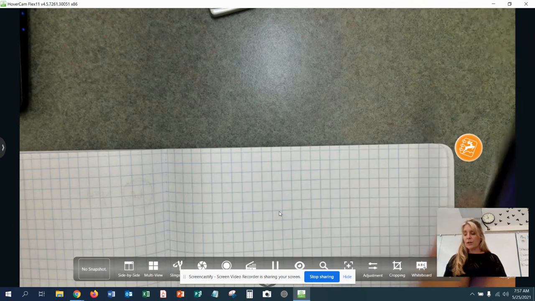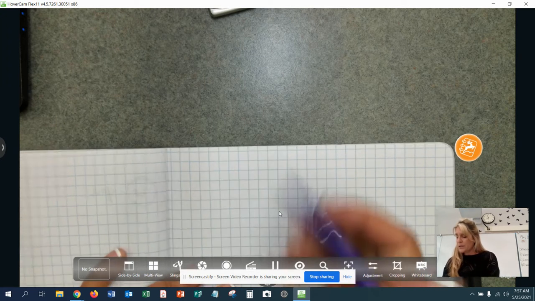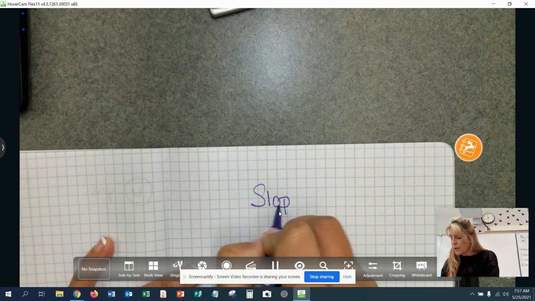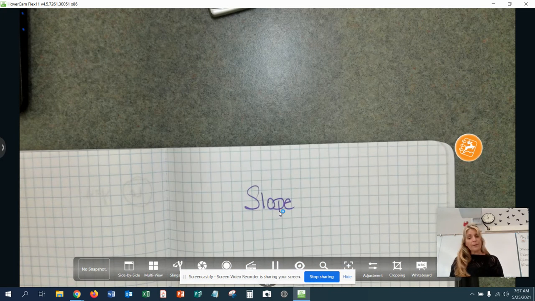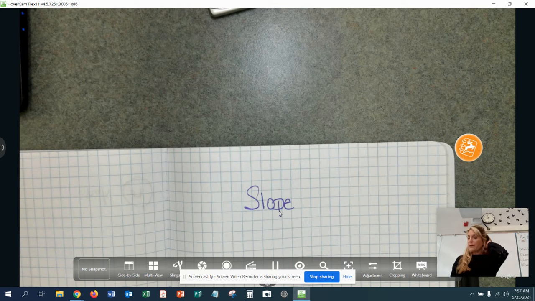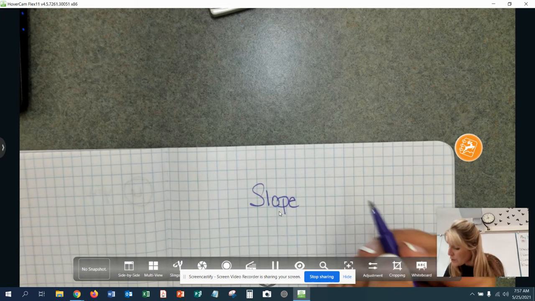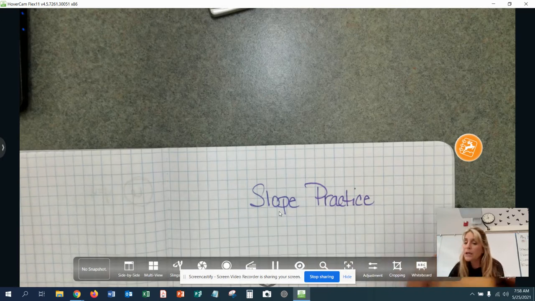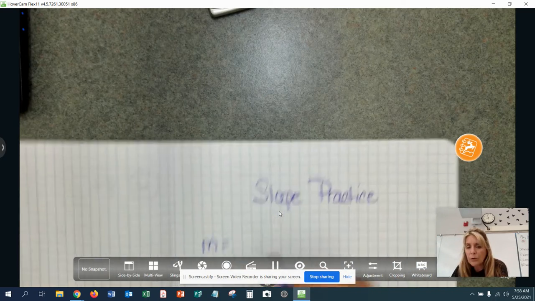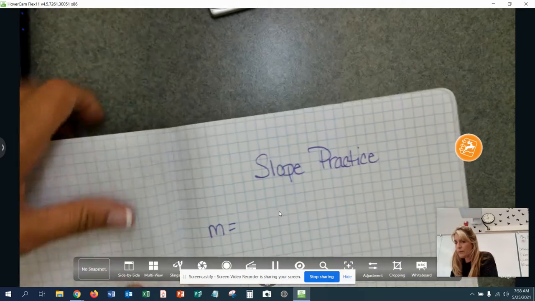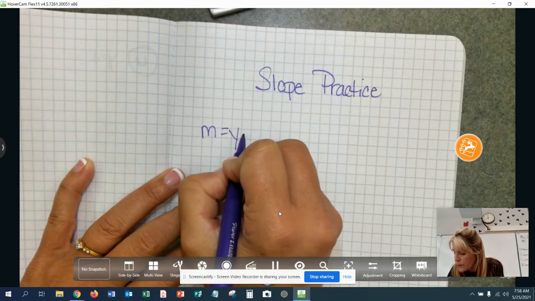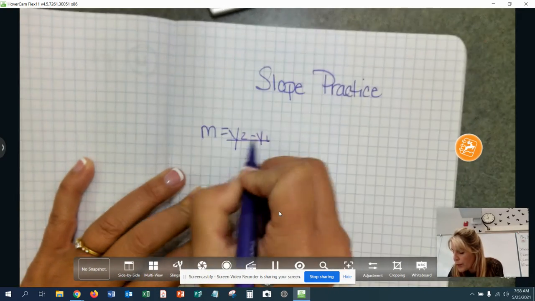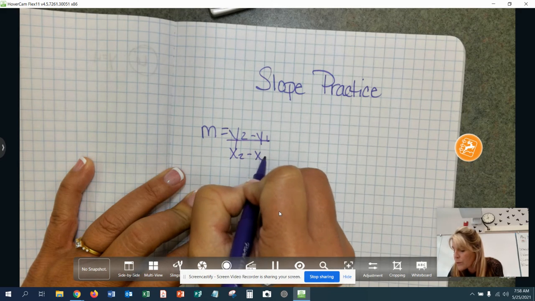So the first thing you should know is that this is slope practice. If you watch the Nearpod, slope is the angles in which you go up and down a line. And then we have slope intercept form that works with it. So slope practice, the formula for it is m equals y2 minus y1 over x2 minus x1.